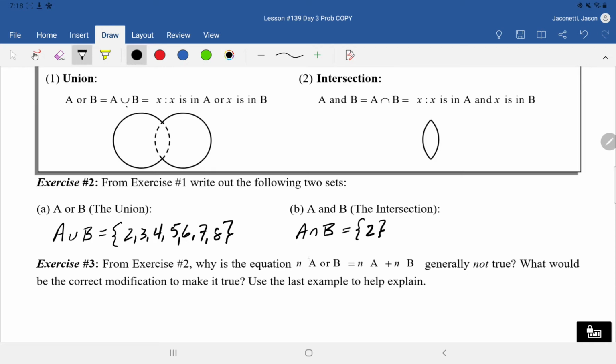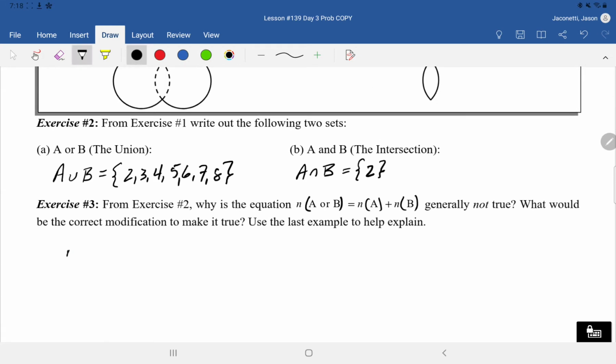Okay? So how come the event A or B is not just the same as A plus B generally? I mean, it could be, but in general it's not. Well, we know that for A, you had 4 terms that work there. And for B, you had 4 terms that work there. But for A or B, you only had 7 terms.